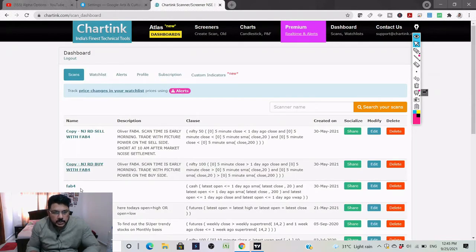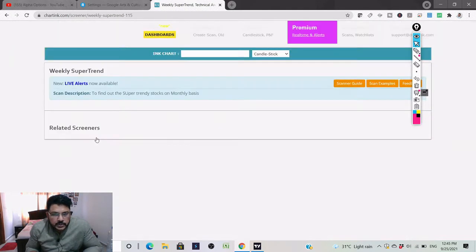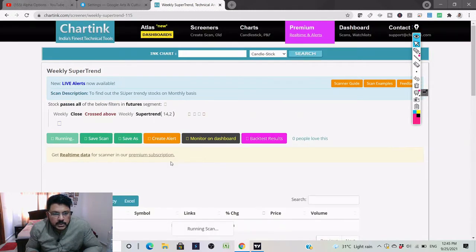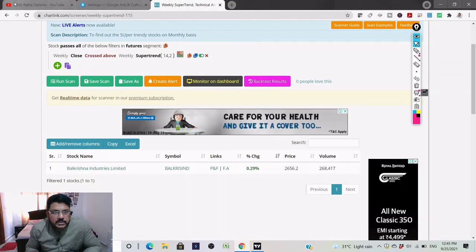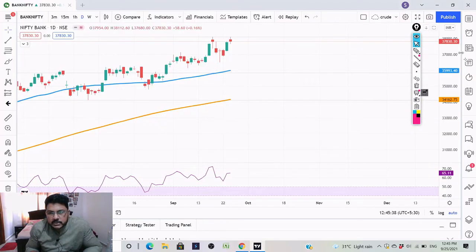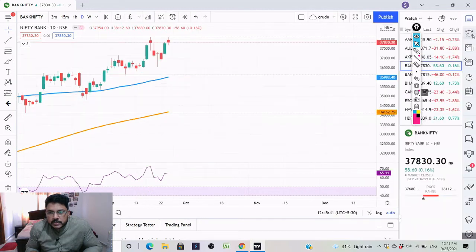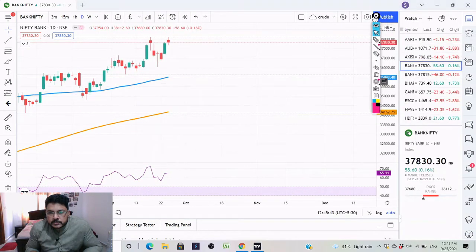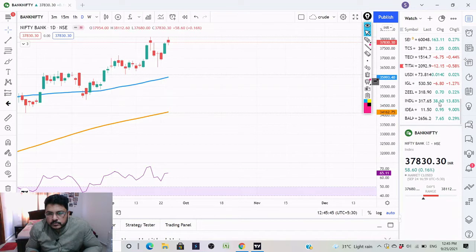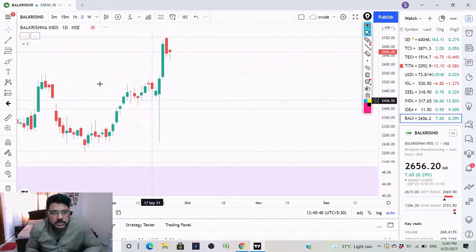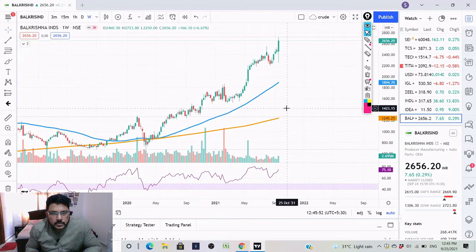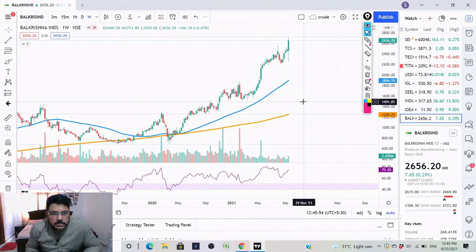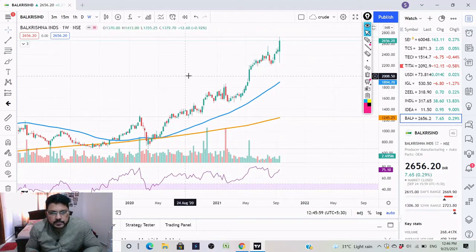Let's go to charting, go to weekly super trend, then run our scan. So we have Balkrishna Industries. Okay, let's analyze this stock. I think I have already added this stock to my list here. Yes, Balkrishna Industries on a weekly time frame. It is an uptrend, but it's gone too far.